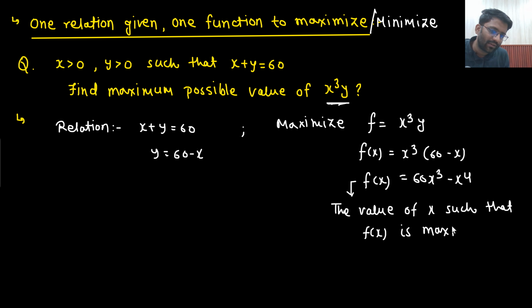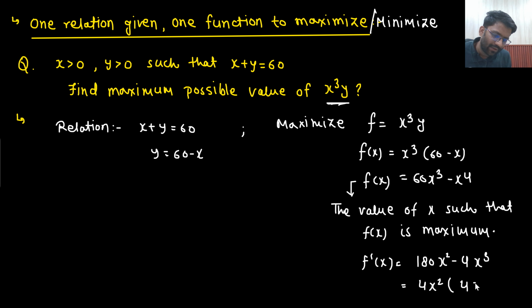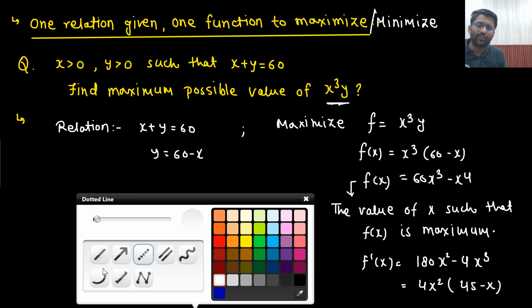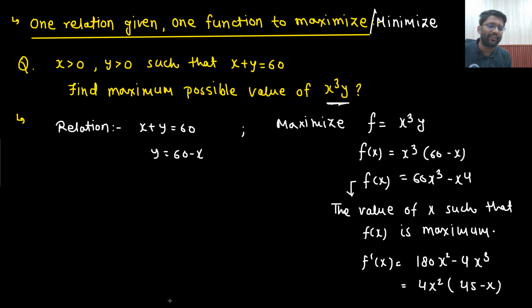That means what you need to find out? You need to find the point of maxima. That's it. What does that mean? You need to differentiate. Differentiating, what will you get? 180x square minus 4x cube, right? So from here, 4x square will become common, 45 minus x. So how many roots will you be getting? Putting that equal to 0, the values of x you get are 45 and 0.